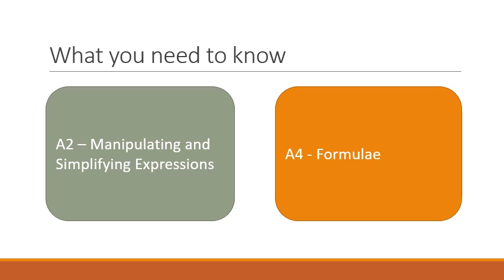This unit is an algebraic unit, and you've previously studied 4 other algebraic units. Now, some of these will help you when you're doing A5. Most particularly A2, when you were manipulating and simplifying expressions. This is when you learnt the meaning of algebraic notation. And then A4, where you studied formulae, and you had to substitute values into formulae, and you also had to manipulate the formulae and make other variables the subject of the equation.